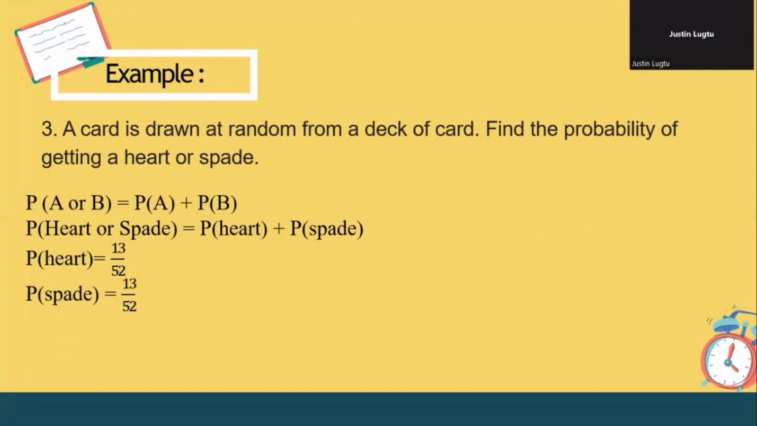To solve the probability of getting a heart or spade card, we will add the probability of getting a heart and the probability of getting a spade. 13 plus 13 is equal to 26, and copy the denominator 52. We can simplify by dividing the numerator and denominator by 26. Therefore, the probability of getting a heart or spade card is 1/2.